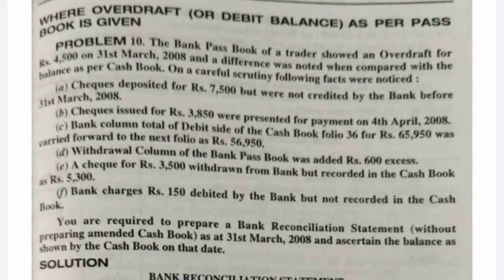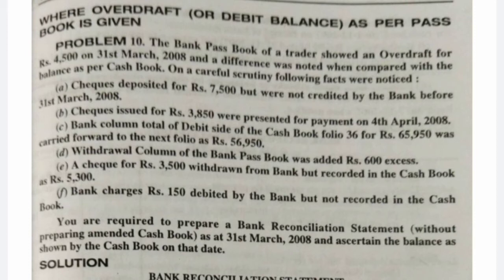Okay, next one, the withdrawal column of the bank passbook was added excess by rupees 600. If you draw the T-shaped table for the passbook, taking debit with a minus symbol and credit with a plus symbol, on the debit side they are saying excess of 600. That means the banker has recorded 600 extra, twice, or recorded an extra entry. So the banker is recording more expense of 600, and showing less receipts by 600 rupees.